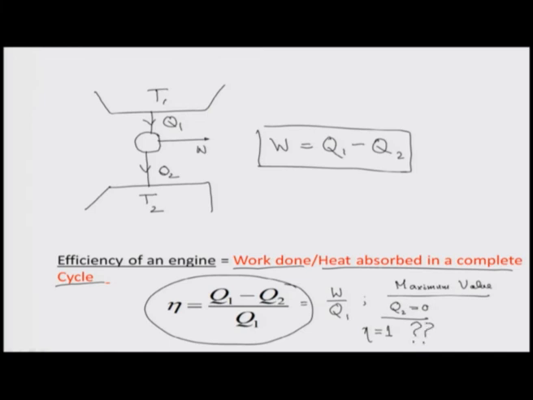So, you see that as I make Q2 smaller and smaller, the efficiency of the engine goes higher and higher. Okay? The question is, can I make Q2 disappear completely from the problem?